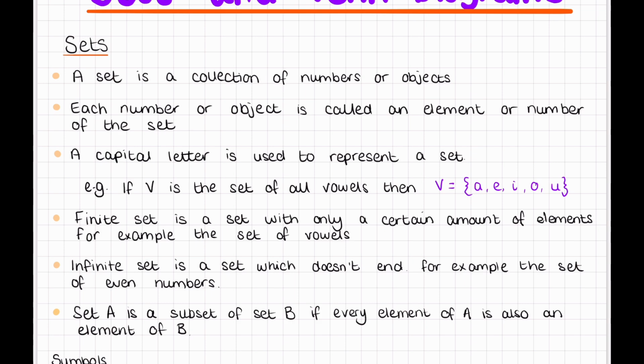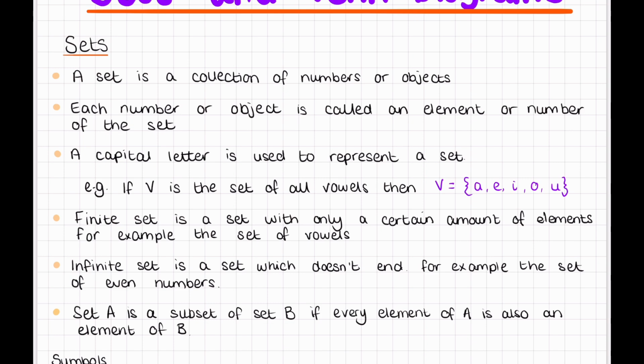So for example, if V is a set of all vowels, then we would use a capital V to equal, and then the set itself would just be A, E, I, O, U. A finite set is a set with only a certain number of elements. For example, like the set before, a set of vowels, there are only 5 vowels, so it's a finite set because it's a set number.